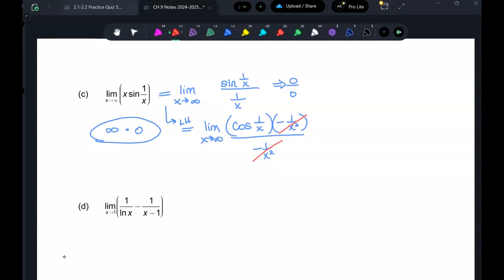Cosine of 0 is 1. So here we have an example where the behavior of the graph was infinity times 0, and we got 1. Pretty nice.